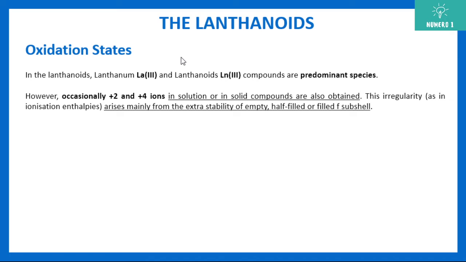Like, most common and most stable oxidation state is +3. So in lanthanoid, you can write lanthanum La3+. La is the symbol for lanthanum, whereas for all the lanthanoids we represent Ln. So Ln3+ are the predominant species. Also, they show +2 and +4 ions, which we have seen previously.